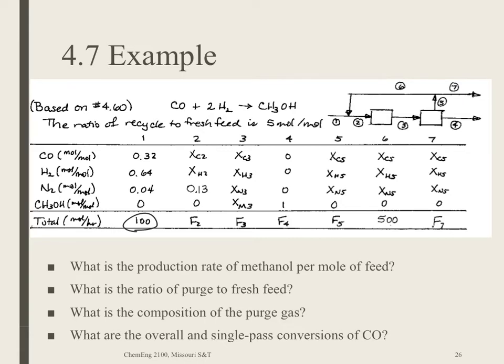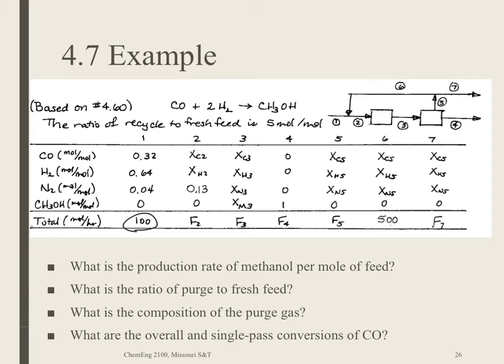I know that in stream two, I cannot allow more than 13% nitrogen into the reactor, so therefore that composition is limited at 13%. Stream four, this product, is going to be pure methanol. It will contain none of the reactants or the nitrogen. So what we want to do, oh, and I forgot I have one other thing here. The recycle, they say, is 500 moles per hour.